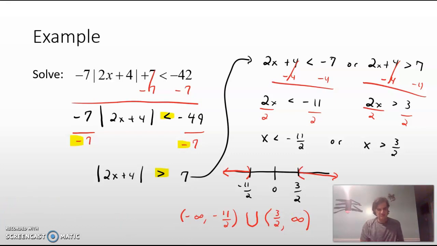And these are a little interesting to work with, but take your time and make sure you get the absolute value completely by itself before you start trying to determine whether or not you have a solution or how to break the absolute value apart. That's key.